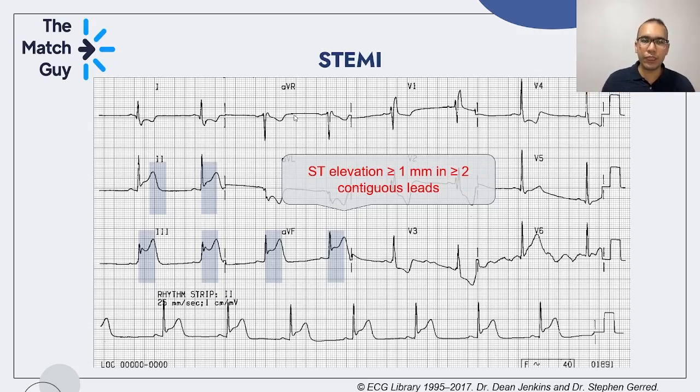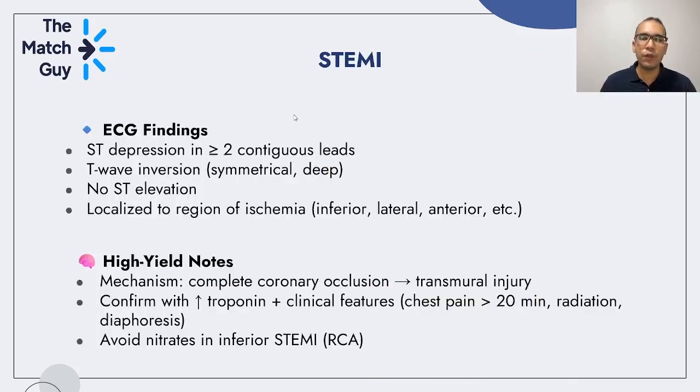And again, I want you to tell me which artery is affected based on the leads that you find here. And again, the affected leads here are the inferior leads, meaning that the affected artery is the right coronary artery. Now, there's an important fact, guys, I want you to know about the inferior myocardial infarction: these patients can't take nitrates. Nitrates will worsen the condition, and they will lead to decrease in the cardiac output and will lead to hypotension.